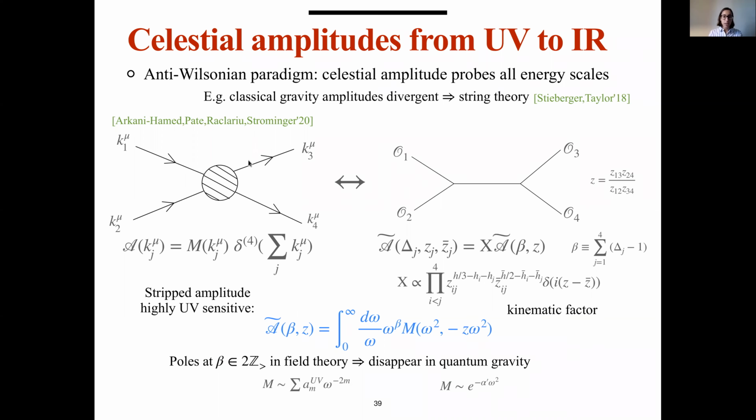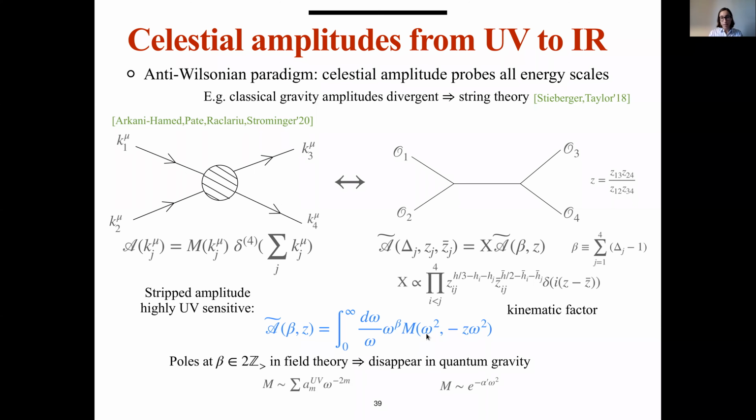More generally speaking, we can look at the Mellin transformed celestial amplitude and focus in on this piece that I called A tilde that depends only on the sum of all the momenta of the operators and the conformal cross ratio. So I'm just focusing on the second piece here in the celestial amplitude.